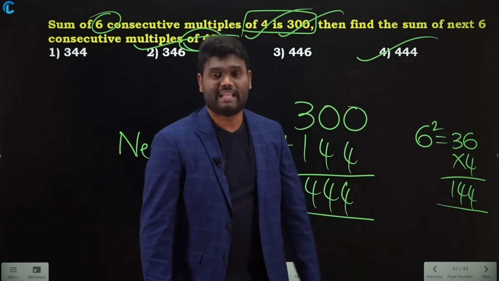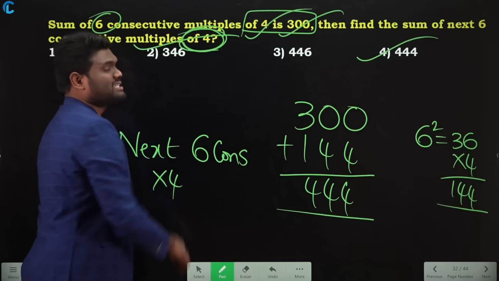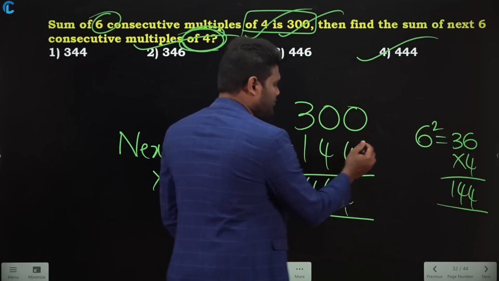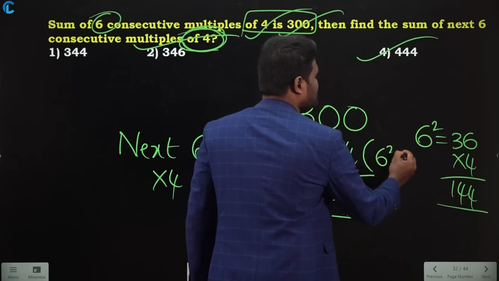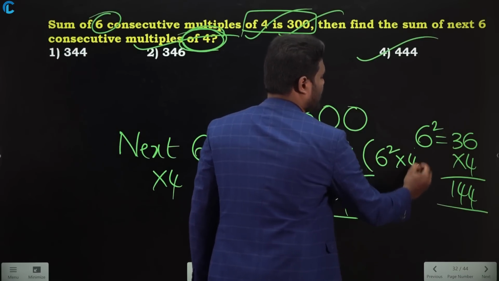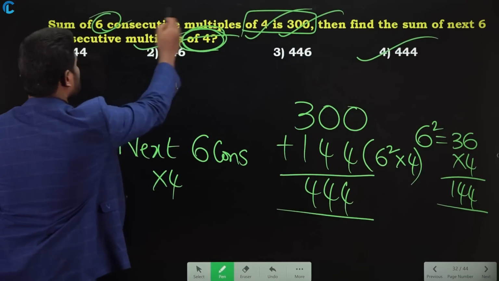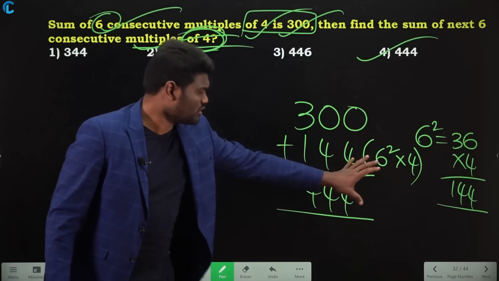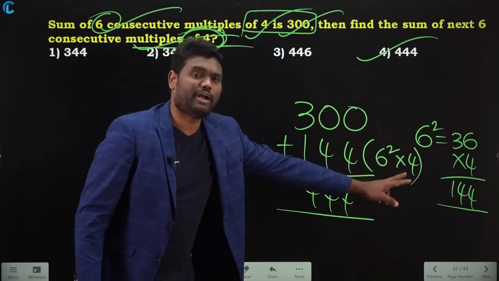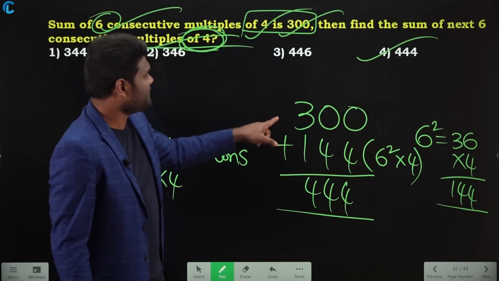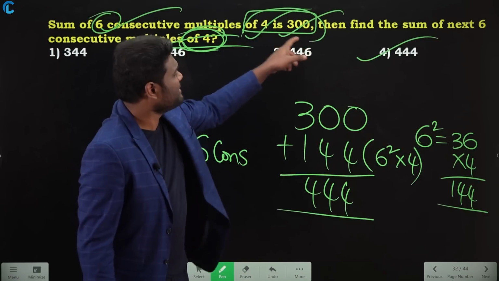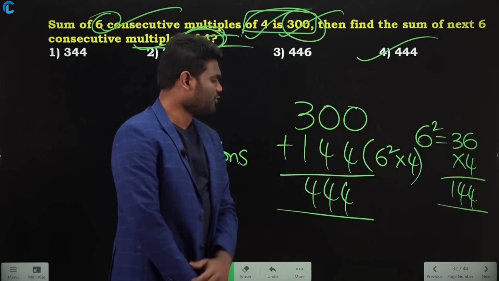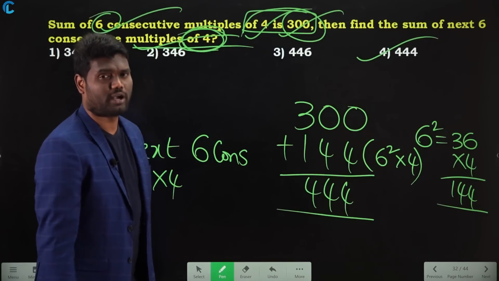But in this, it is a multiple of 4. As it is a multiple of 4, just multiply with 4. Now, how did you get this 144? 144 is nothing but 6 square into 4. As it is 6 consecutive numbers, 6 square, and it should be a multiple of 4, so multiplied with 4. 6 square into 4, that is 144. If the previous 6 numbers' sum is 300, the next 6 numbers' sum will be 300 plus 144. The answer is nothing but 444.